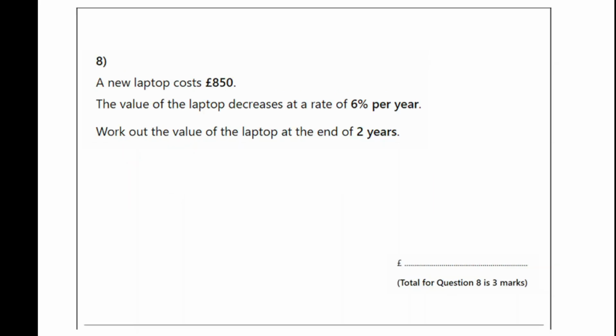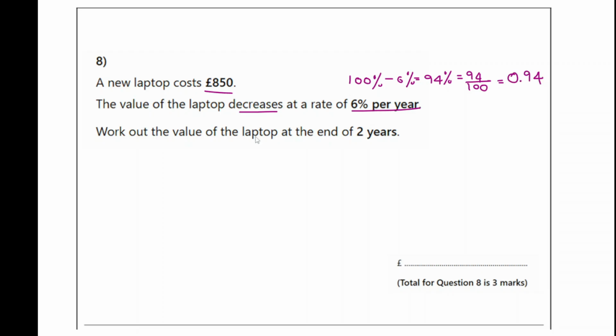Question number 8. A new laptop costs £850. The value of the laptop decreases at a rate of 6% per year. Okay, so we need to find the multiplier in a question like that. 100% take away 6% gives you 94%, which is 94 out of 100 as a fraction. As a decimal, my multiplier is 0.94.